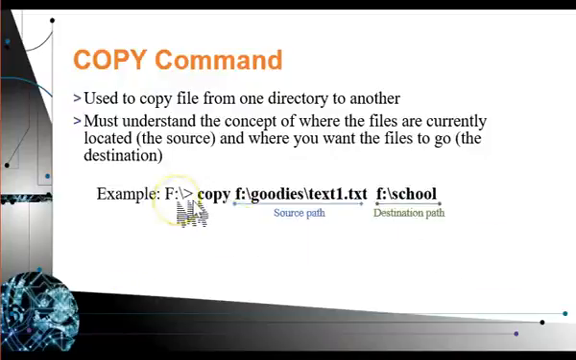So let me give you an example. Here we are working from the F drive, and we know that because the prompt is F:\. And here's the command, copy, and we're telling the computer exactly how to get to that file. So it's on the F drive, it's in a directory called goodies, and it's the text1.txt file. Now we put a space, and we tell the computer where to put that file. So we want the computer to put it in the F drive from the root directory, that's what that \ has to be there for, in a directory called school.